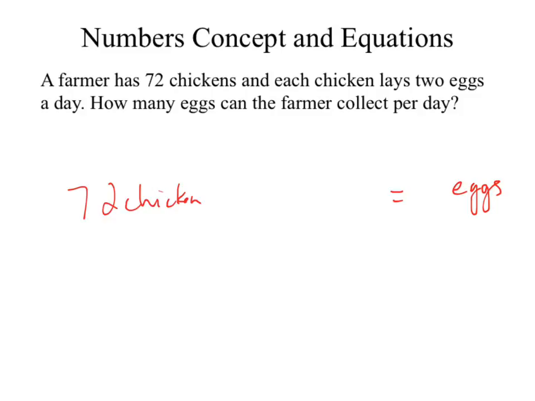How do I convert 72 chickens into eggs? One chicken produces 2 eggs. How did you come up with that conversion factor? It says it in the problem. It's telling you. Each chicken lays 2 eggs. There's my conversion. So how do I know how many eggs he can get a day? Now, 2 times 72. 144.